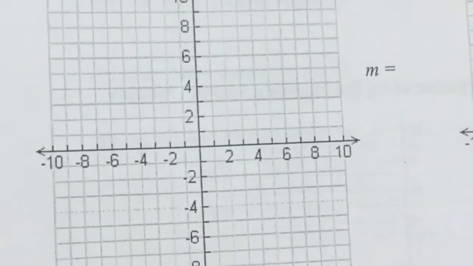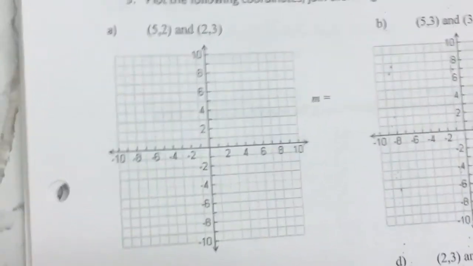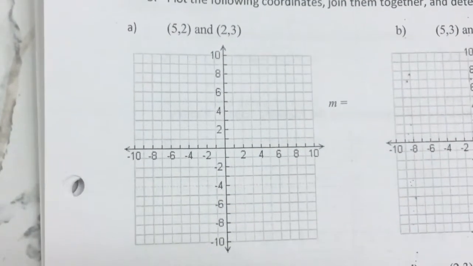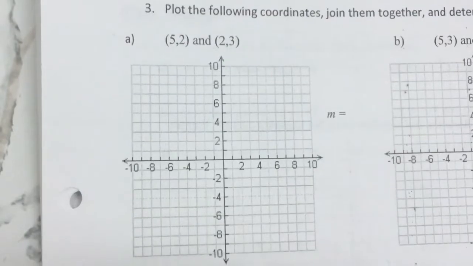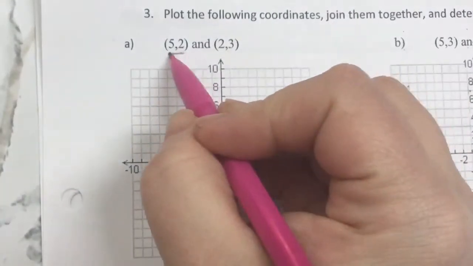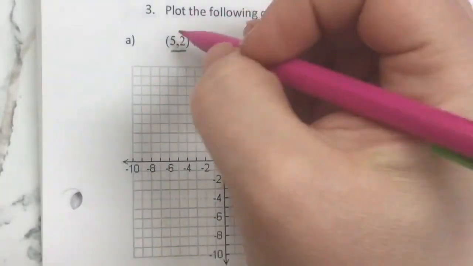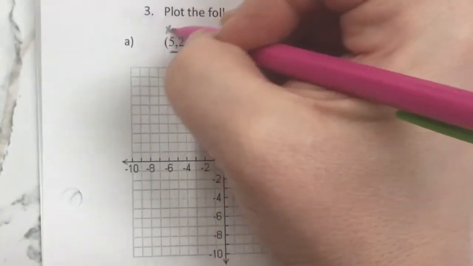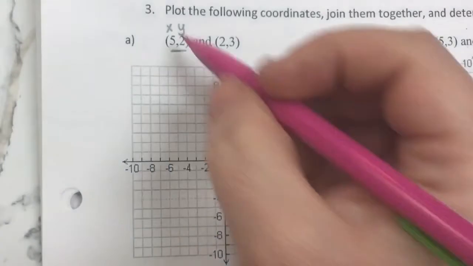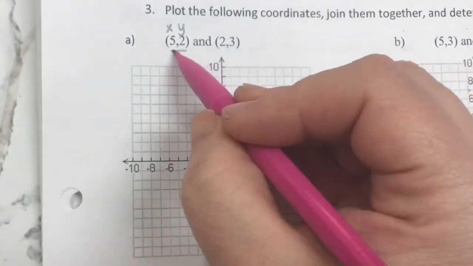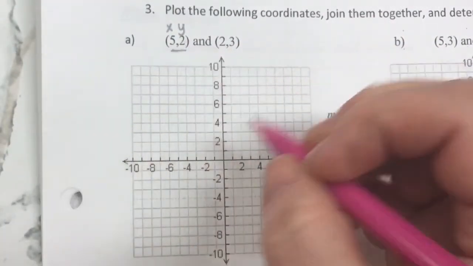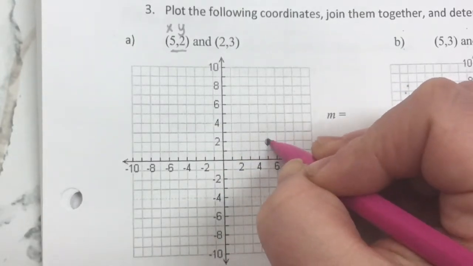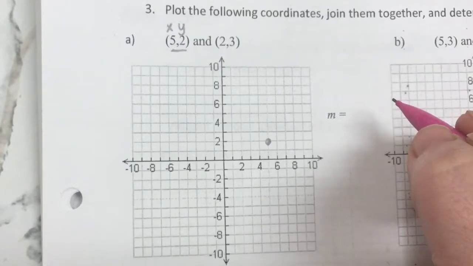All right, I'm going to make this a little smaller. Here it's saying plot the following coordinates, join them together, and determine the slope. So these are coordinates, okay? They are different than the slope because a coordinate is just a point on the grid, and it's always x, y. This is what you guys are used to. The slope is new, but you guys are used to plotting points this way. So you're going to find the point 5, 2, which is right here. It's just a point. It has nothing to do with the slope.